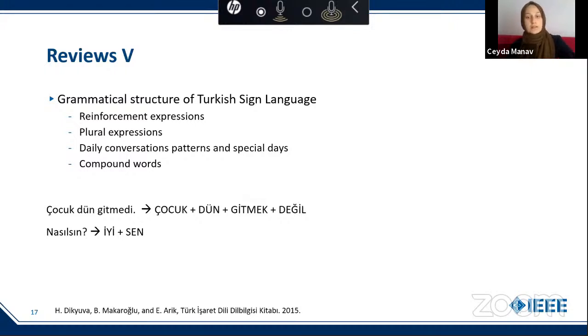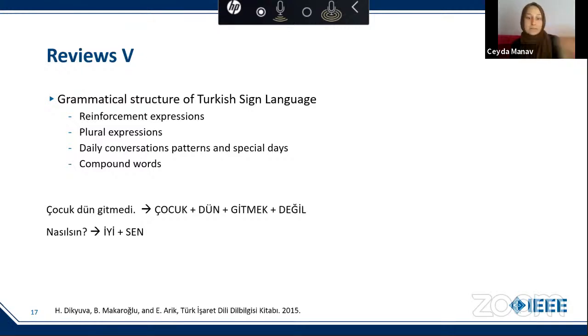On the other hand, in TİD, words do not take suffixes and verbs are used in the infinitive form. At the same time, inflection and construction affixes, reinforcement expressions, affinity and plural expressions are expressed using a very different structure. Along with all these structures, synonyms, daily speech patterns, compound words, and polysemy words emerge differently from Turkish. For example, the negation and time suffixes that come to the word "come" are separated from the verb and expressed with different signs in the sentence.